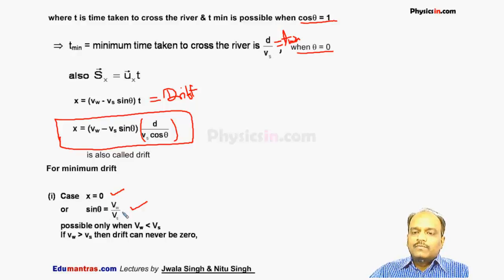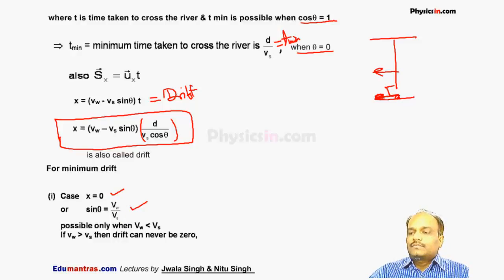If Vw is equal to Vs, in that situation sin theta is equal to 1, which means theta is 90 degrees. If the swimmer swims in this direction, at 90 degrees, he can never cross the river. So this relation is valid only when Vw is less than Vs. So the first case is when the drift is 0: in that situation he has to swim at an angle such that sin theta is equal to Vw by Vs.